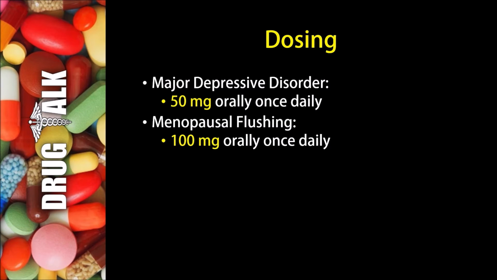Now for some examples of dosing with desvenlafaxine. So as we said, major depressive disorder. In this indication, we would typically give 50 milligrams once daily. And an off-label indication would be in menopausal flushing, in which case we would give 100 milligrams orally once daily.